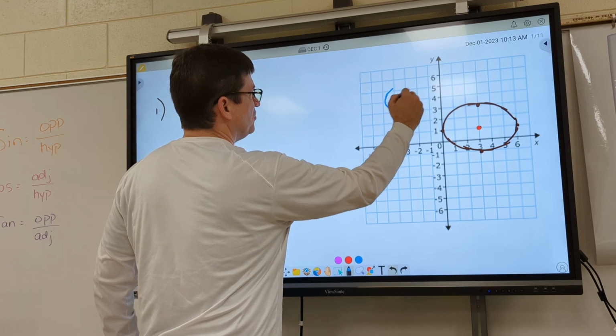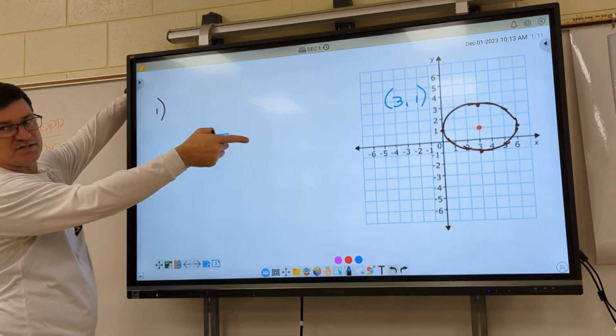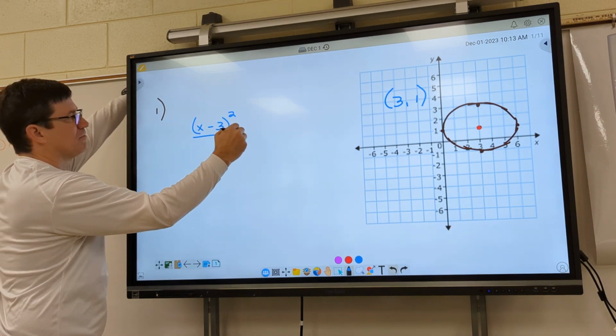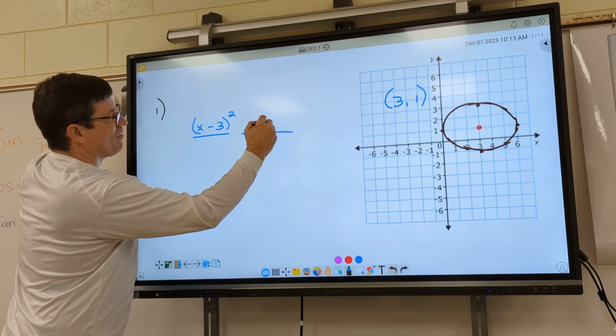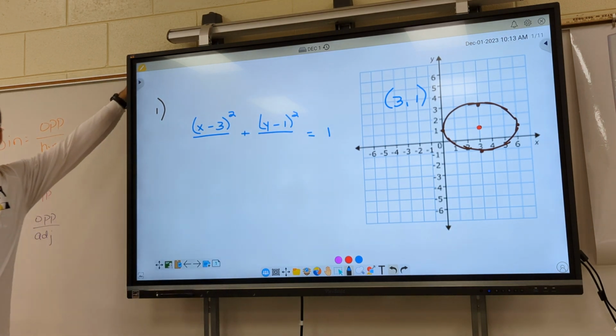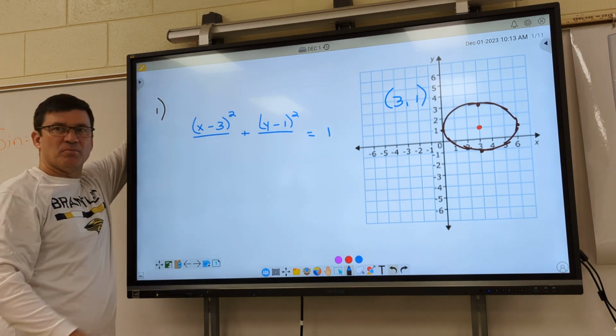You don't really have to. But we do have to write our answer. So remember, you flip your signs just like we did on the circle. So it'll be x minus 3 squared up top. It'll be y minus 1 squared up top equals 1. Remember, an ellipse always equals 1 on your equation. So all you have to do is find out what numbers go on the bottom.